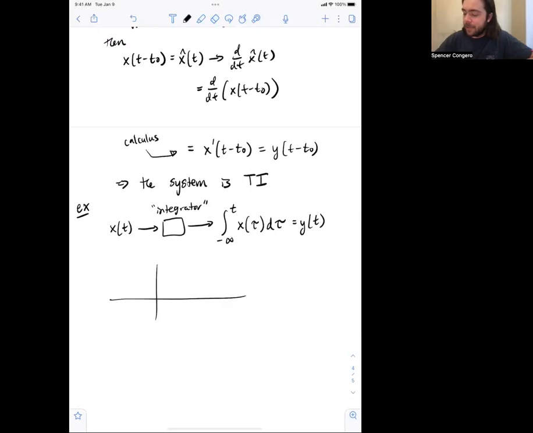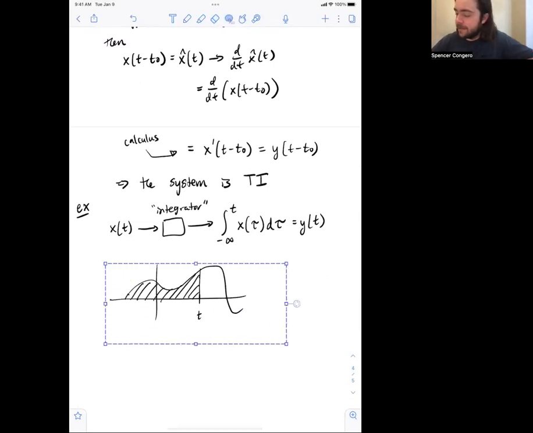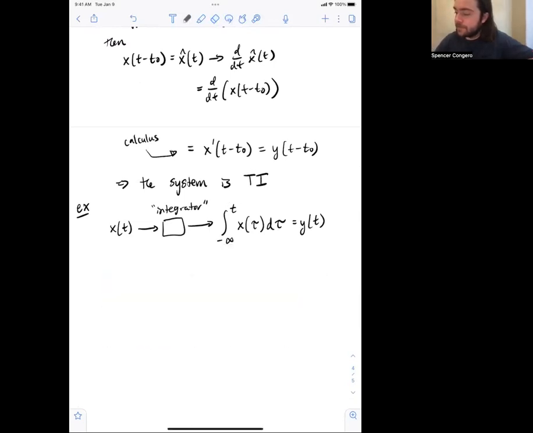Okay, so that is what this integrator is doing. So if I put in some x that looked like this, and I wanted the output at this value t, okay, then the output at that value t would be this integral. It would be the area under that curve, up to that point t. That's what this is saying. Okay, so this is the integrator. And let's check the properties.